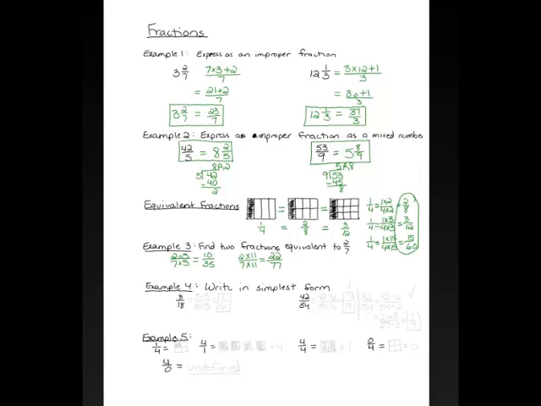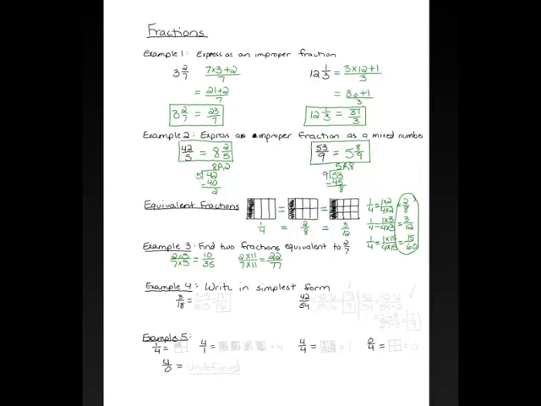Now in example 4, you're asked to write in simplest form. Now this is the same idea, but you have to be more careful with the number that you pick. So here we have 3/18, and we're asked to write it in simplest form. Now in this case, instead of multiplying, we're going to divide. We want to reduce the fraction down to lowest terms, to the point at which the numerator and the denominator have no factors in common. So if you look at 3/18, 3 and 18 are both divisible by 3.